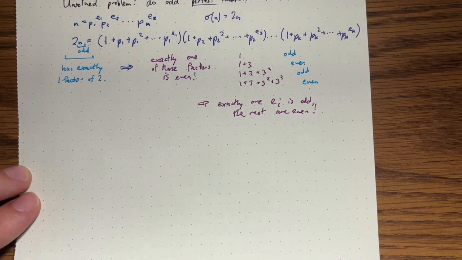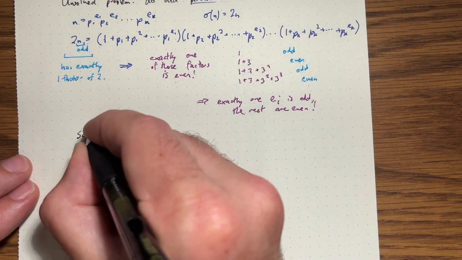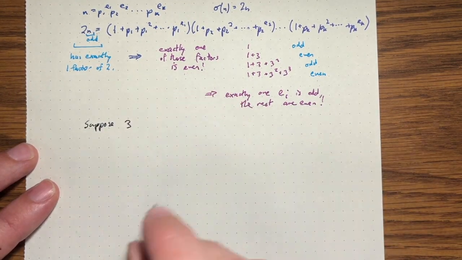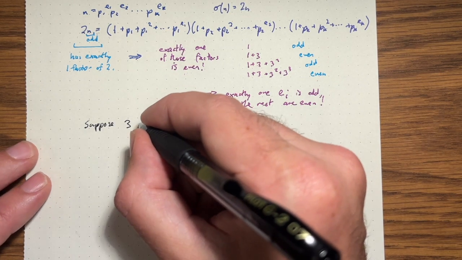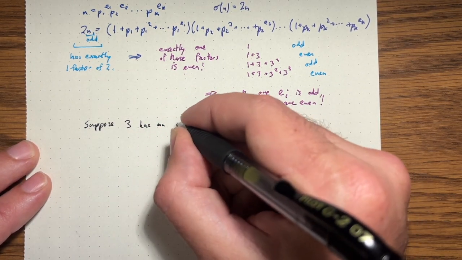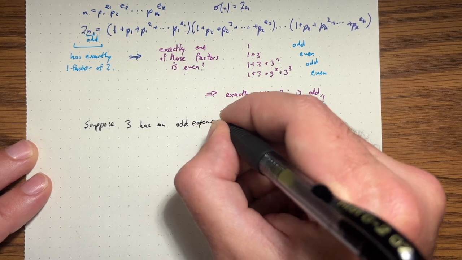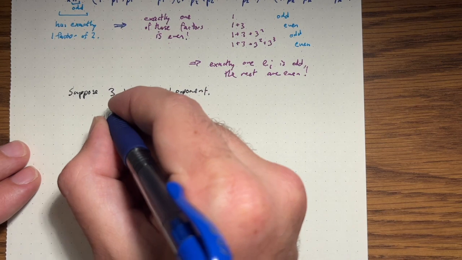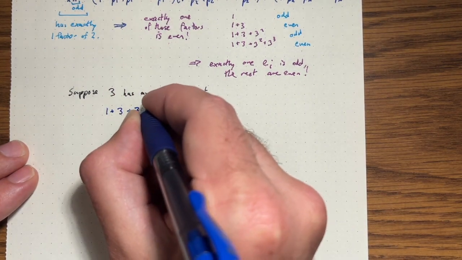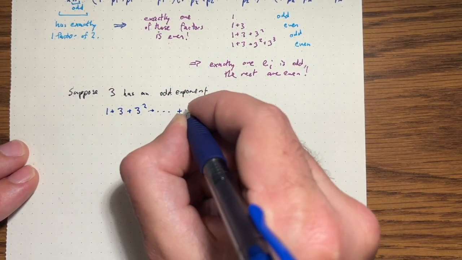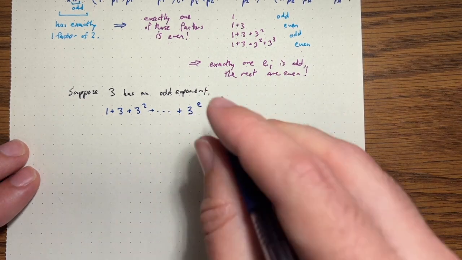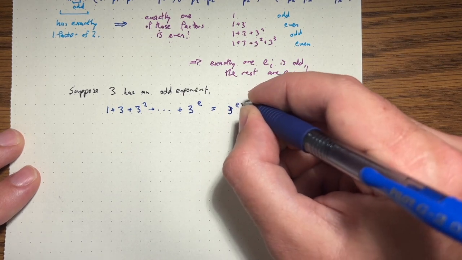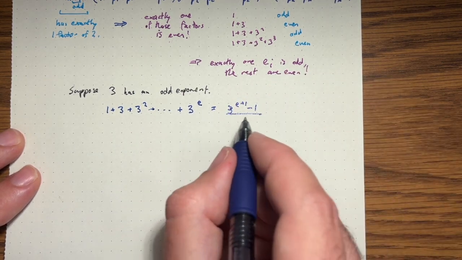And you can keep going. Suppose 3 is the one that has the odd power, the odd exponent. So suppose 3 has an odd exponent. All right, so the factor corresponding to 3 is going to look something like this. Let's call the exponent E. And this is going to be, by our geometric series formula, 3 to the E plus 1 minus 1 over 3 minus 1, which is 2.